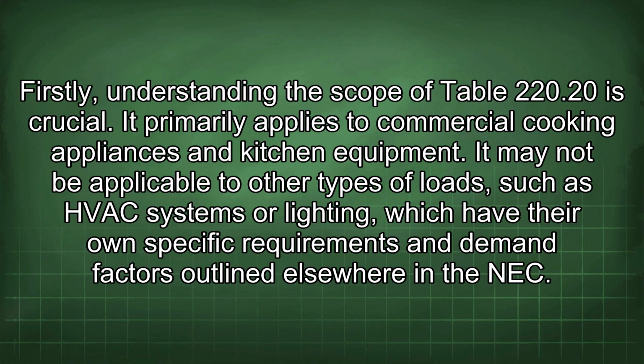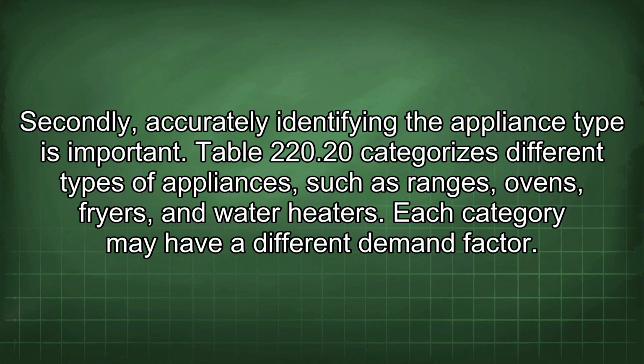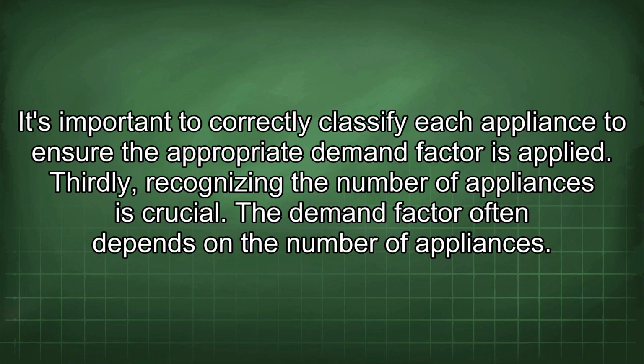Firstly, understanding the scope of Table 220.20 is crucial. It primarily applies to commercial cooking appliances and kitchen equipment. It may not be applicable to other types of loads, such as HVAC systems or lighting, which have their own specific requirements and demand factors outlined elsewhere in the NEC. Secondly, accurately identifying the appliance type is important. Table 220.20 categorizes different types of appliances, such as ranges, ovens, fryers, and water heaters. Each category may have a different demand factor. It's important to correctly classify each appliance to ensure the appropriate demand factor is applied.